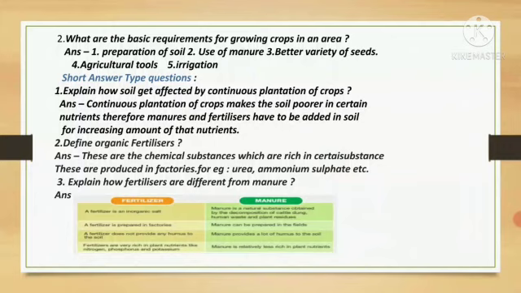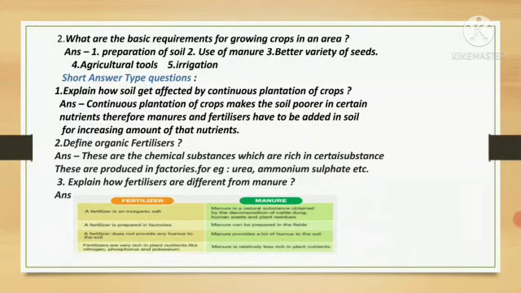Next we have short answer type questions. First question is, explain how soil gets affected by continuous plantation of the crops. We have recently discussed that. Continuous plantation of crops makes the soil poor in certain nutrients. Therefore, manures and fertilizers have to be added in the soil for increasing the amount of those nutrients. When we do continuous plantation of crops, the nutrients of the soil decrease, and to increase the amount of those nutrients we add manures and fertilizers.